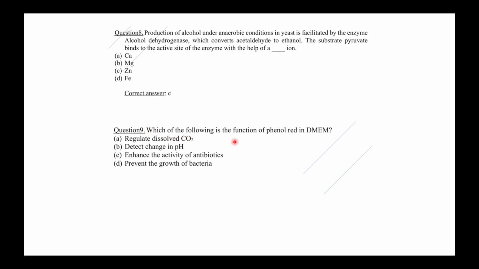Okay. Which of the following is the function of phenol red in DMEM? DMEM is the mammalian cell culture medium that we talked about in the previous slide. So what was actually the function of phenol red? Anyone can take a guess? So can you tell what might be the color changes? Suppose it's acidic, what might be the change in color of phenol red? Yes, okay. So yeah, detect change in pH.